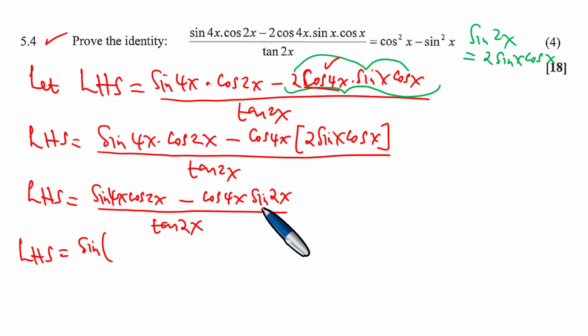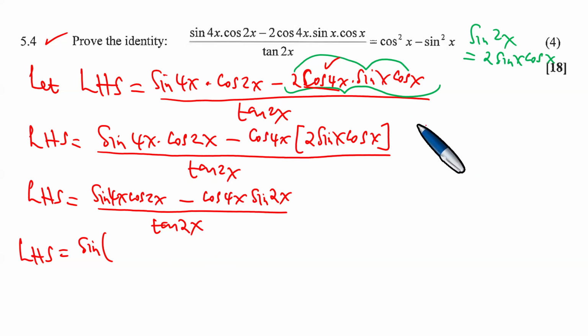Yes, we factor out negative cosine 4x. Correct, you took out negative cos 4x, but it's different from cos x. Please come again, I'm trying to understand what you mean. It's different from cos x. So how do you factorize that?